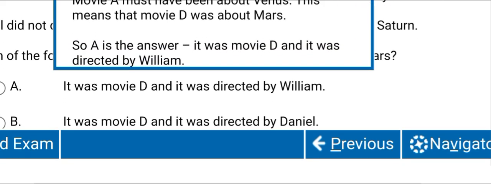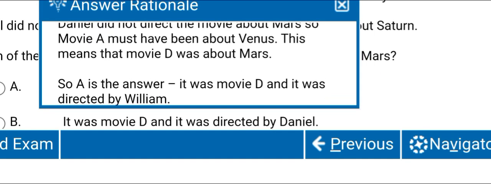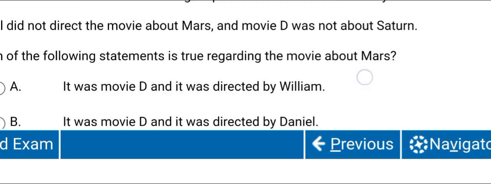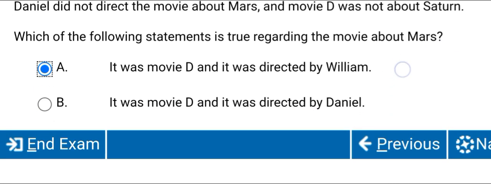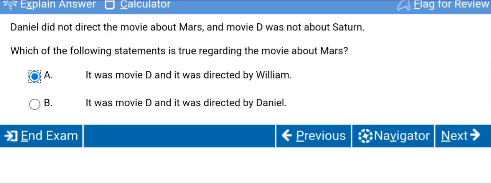So A is the answer that says it was movie D and it was directed by William. So we have the correct option is A, that it was movie D and it was directed by William. This statement is true regarding the movie about Mars.